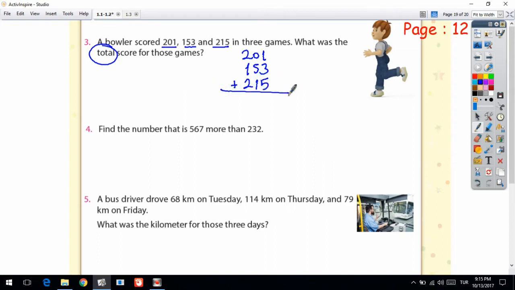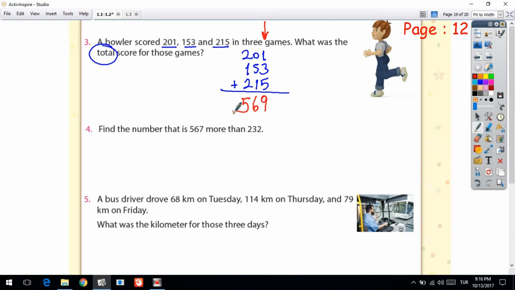Now let's add. Okay, I will start again from the ones digit. 1 plus 3, 4, 4 plus 5, 9. Okay, let's continue. Now we are in the tens digit. 0 plus 5 plus 1, 6. Then let's continue to add numbers from the hundreds digits. 2 plus 1, 3, 3 plus 2 is equal to 5. Your answer is 569, the total score for those games.